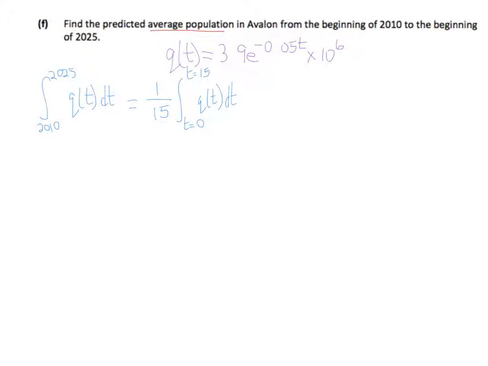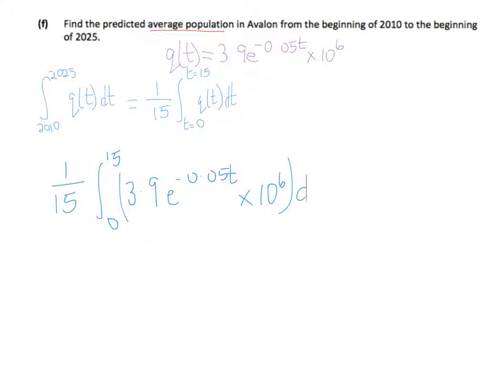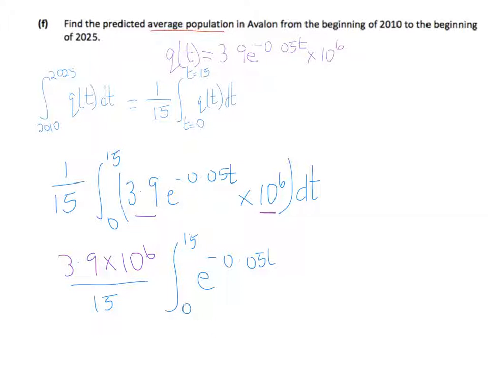Okay, so that gives me the integral then of 1 over 15, the integral from 0 to 15 of 3.9 e to the power of minus 0.05t by 10 to the power of 6 dt. Now here I can see obviously that 3.9 and 10 to the power 6 are constants, so I can pull those outside the integral, which will give me 3.9 by 10 to the power of 6 over 15 by the integral from 0 to 15 of e to the power of minus 0.05t dt. And now I can basically integrate that.